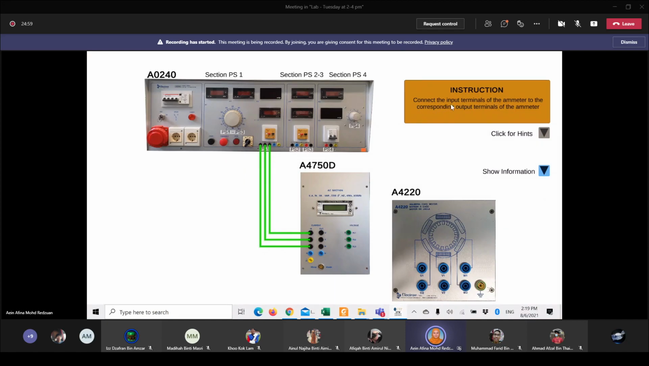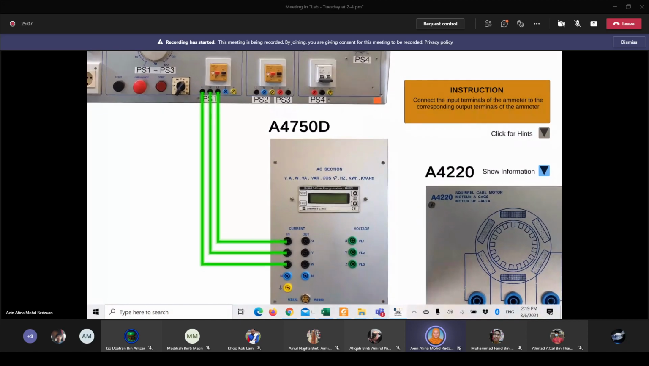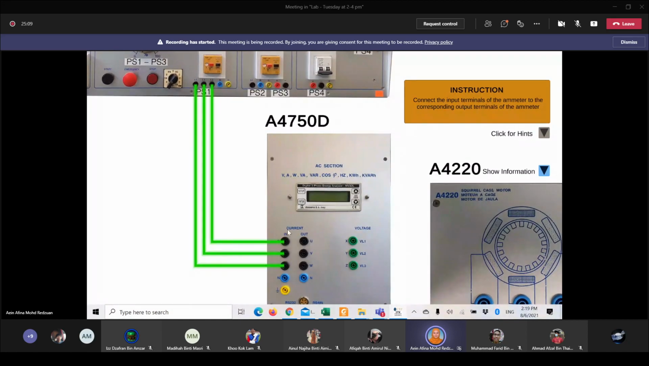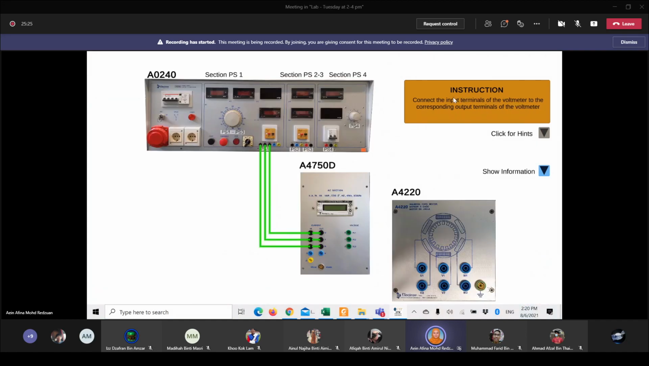And then connect the input terminals of the emitter to the corresponding output terminal of the emitter. So at the analyzer, this is the input terminal, this is the output terminal. Just connect them. In a physical lab, you would have a cable and connect them. Okay, next.